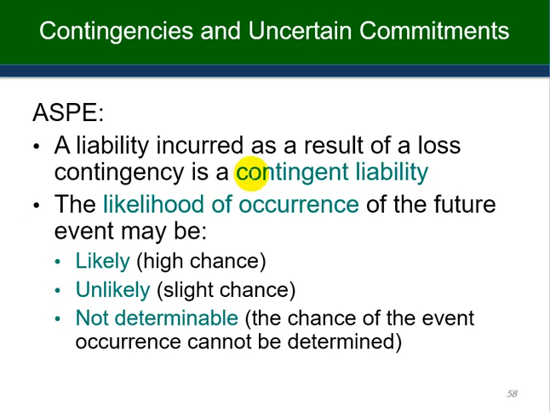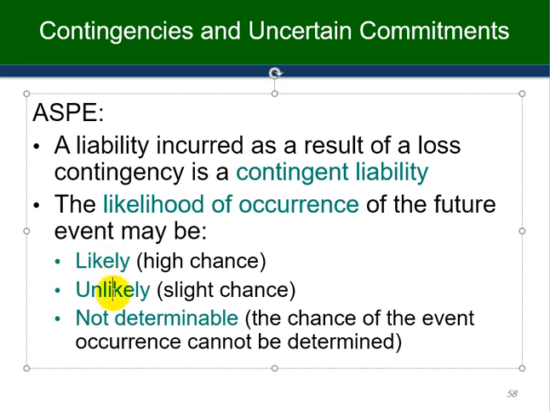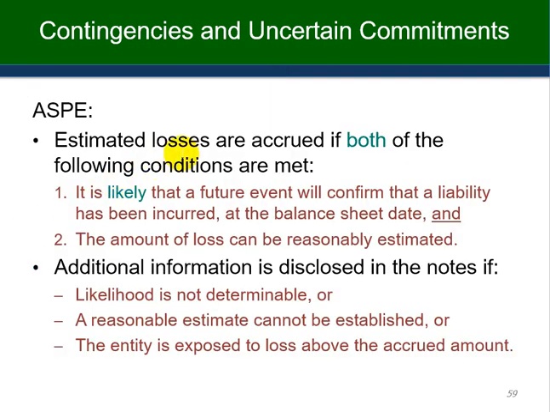Under ASPE, we talk about a contingent liability, and we have three different levels of probability for the likelihood of the occurrence of the future event. If it's likely, there's a high chance; unlikely, a very low chance; or if we can't determine the chance of a future event. Think about a lawsuit. Somebody has sued us, in this case because it's a liability. Either it's likely that we could lose, it's unlikely we would lose, or not determinable. We would ask the lawyer to make an assessment on the likelihood there, and then we would record the liability.